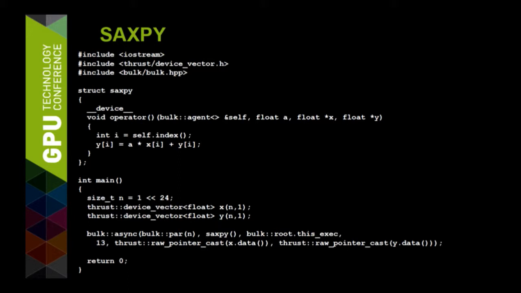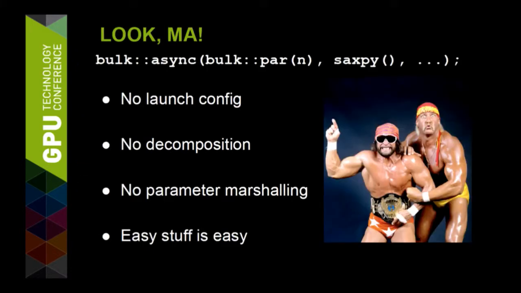When Saxby gets called, it's being called in parallel. It's being invoked in parallel by n of these execution agents. So I have to figure out what is the index of my agent. I've got this little handle to the agent called self, and I say, well, the index is just self.index. It sort of knows. I can ask it which element this corresponds to. And then to implement the Saxby product, that's just a times x plus y. So that's our entire program to implement Saxby. This is just like writing CUDA code. But this bulk async call is going to smooth over a lot of the problems that CUDA would have otherwise presented for us. So let's take a look at exactly what bulk async is doing for us.